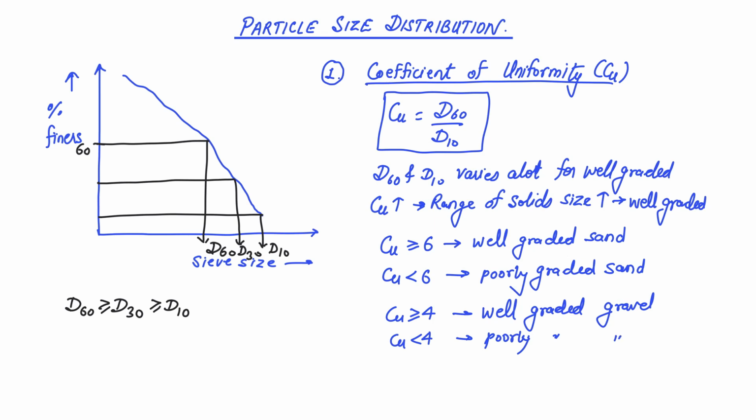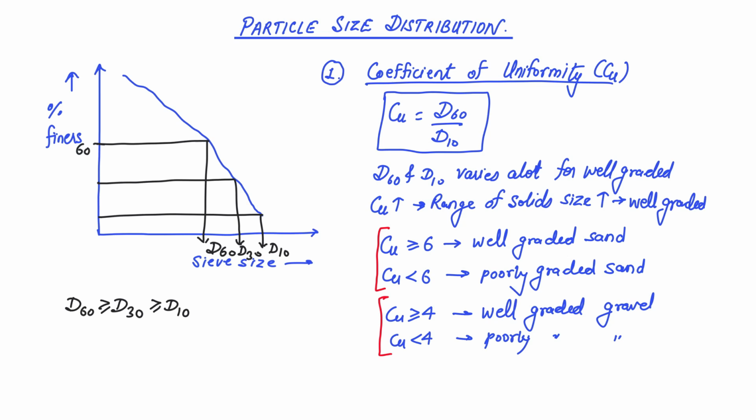Now, there is one point that you should observe here. For sand you mentioned that Cu should be more than 6, but for gravel you mentioned that even if Cu is more than 4, you will call the gravel well graded. Why is such partiality done with the sand, that to call the sand well graded, you should bring Cu more than 6? Why is such partiality done?